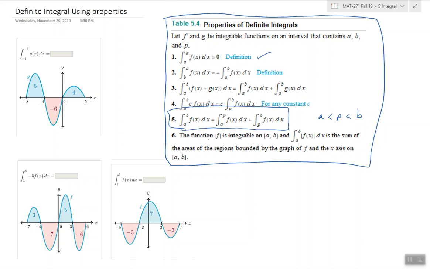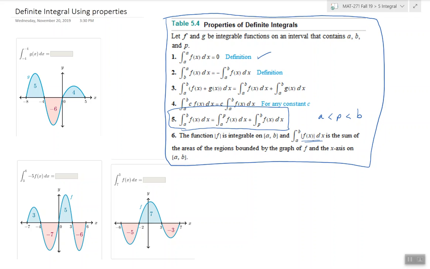Lastly, since f is integrable, the absolute value of f is integrable. The integral from a to b of the absolute value of f of x dx is the sum of the areas, not the sum of the net areas. So what we've got to be sure of here is that when we are working with absolute values, anything that would typically be a negative area, we've got to make sure that we count as positive, if we're working with the absolute value function instead of the original function f of x.